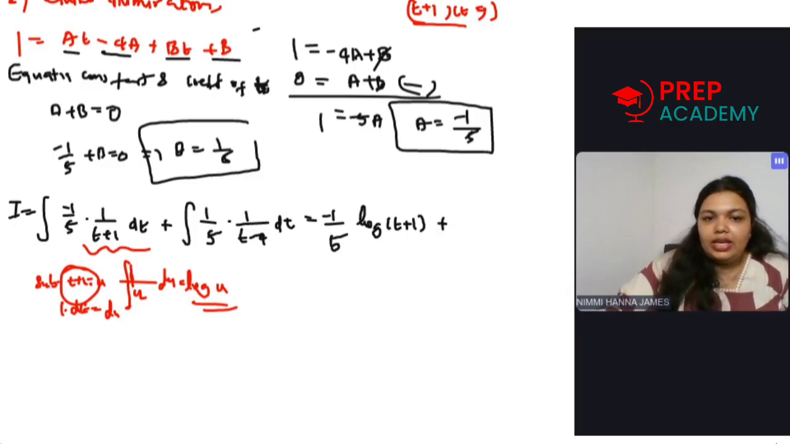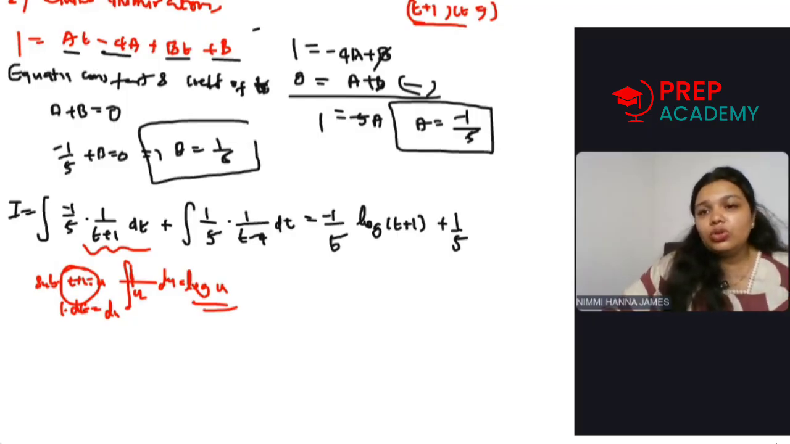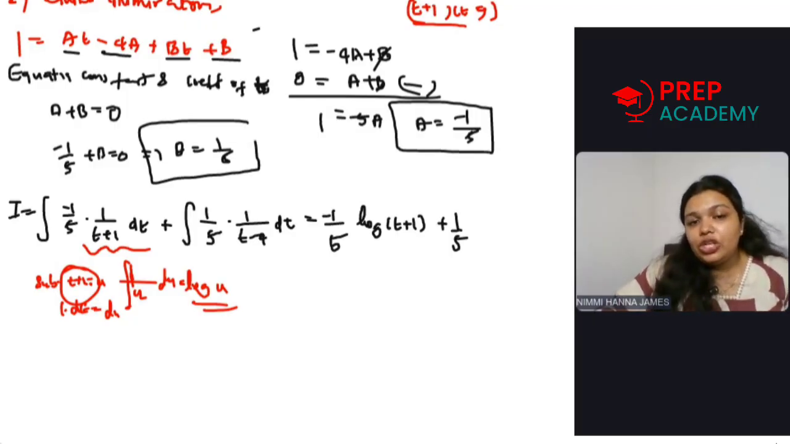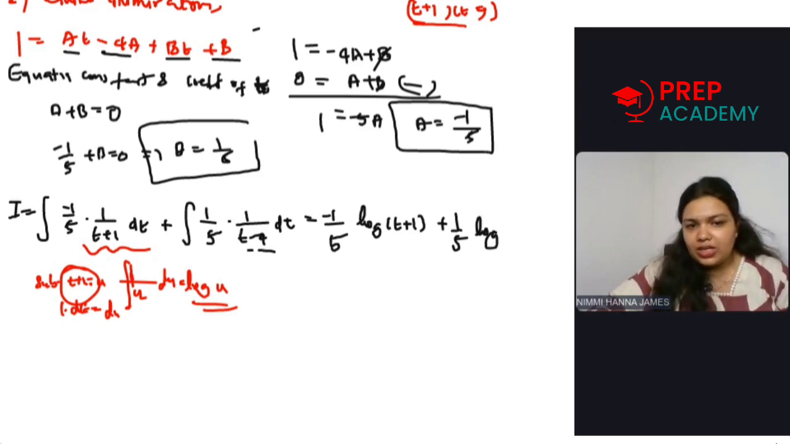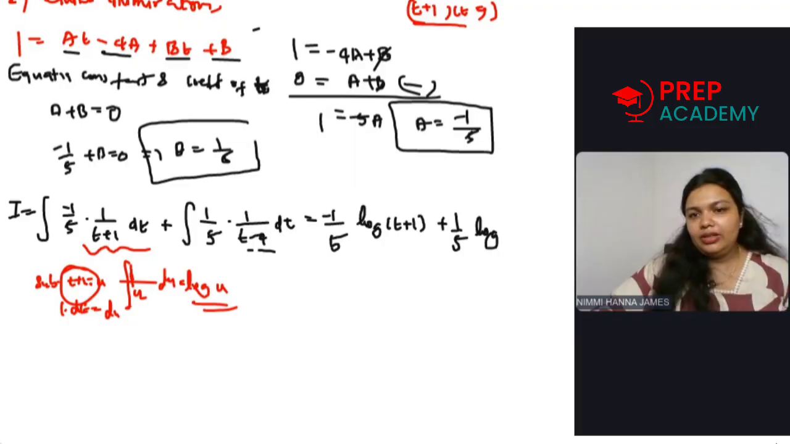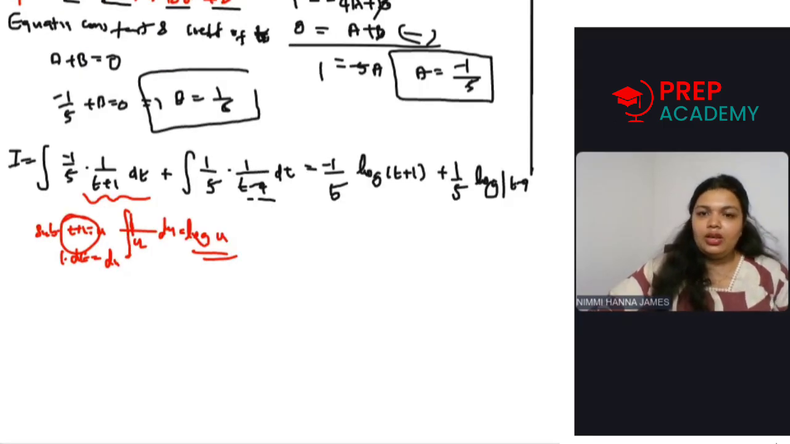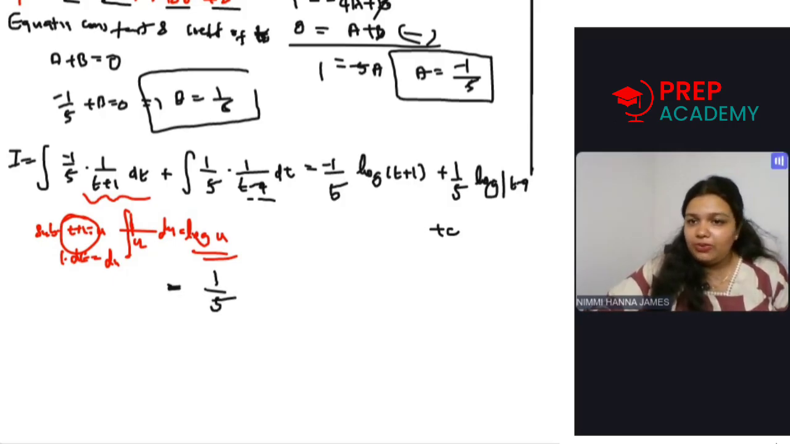Okay, plus next, taking the value 1 by 5, the integral of 1 by (t minus 4) also works the same way. The differential of t minus 4 is 1, which is in the numerator itself, so the integral is log. Or else you can substitute t minus 4 is equal to u and use the substitution method. There also you will get the same. If you have any doubt, just try that out. So log of (t minus 4) plus c. If you want, you can arrange it also, because both of these have the same coefficient, that is 1 by 5.